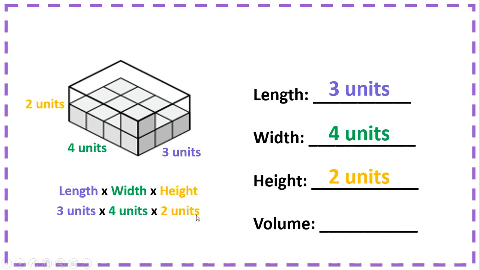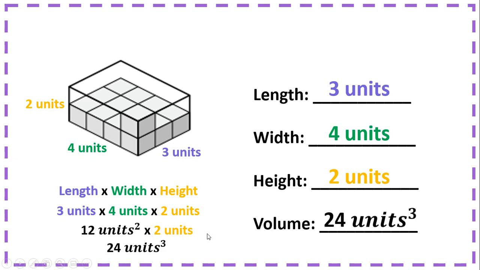We're going to start by finding the bottom layer or the base. 3 units times 4 units is 12 units squared. Now we can multiply this bottom layer or base, which is 12 units, by the total number of layers or the height, 2 units. 12 units squared times 2 units is 24 cubic units. So our volume is 24 cubic units.